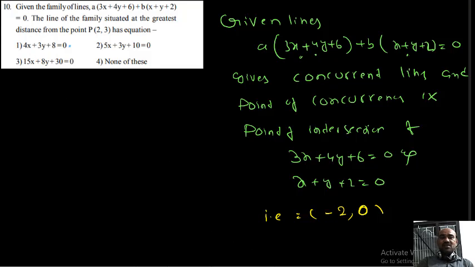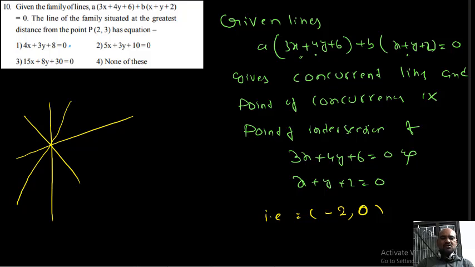So what is the meaning of the problem? I want to explain, students, listen. All these lines are passing through the point (-2, 0). One more point is going to be (2, 3). Now we want to find a line among this whole family of lines which is at the greatest distance from this point. Greatest distance means perpendicular distance.